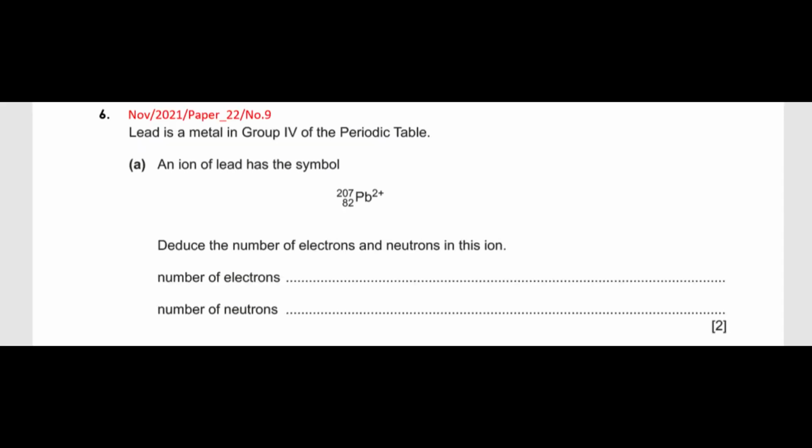The next question again asks you to calculate the number of electrons and neutrons in a lead ion. You will use the same technique which I have used for the previous question. Please follow the instructions, solve it yourself and share the answer in the comment box. I will check and then I will tell you if you are right or wrong.